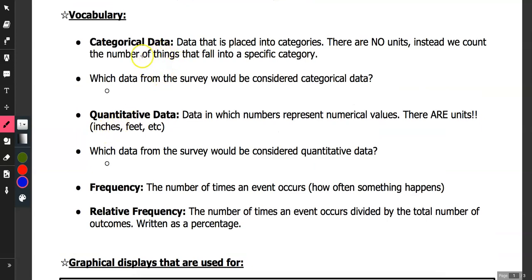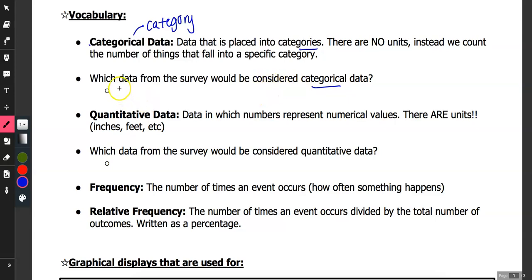Categorical data. The big idea today is the difference between categorical and quantitative. When I see the word categorical, I see category in that word. So it's data that's literally placed into categories. There are no units, but instead we're counting the number of things that fall into each category. Which data from the survey would be considered categorical? Those would be basically things that are not number answers. When I ask you the question and you tell me your answer, you're not giving me a number.